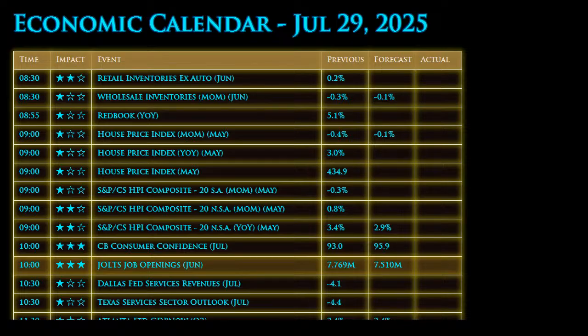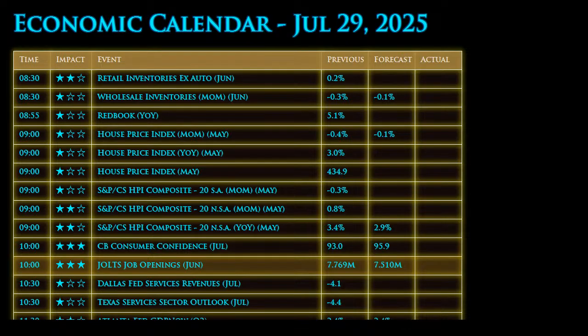The JOLTS, Job Openings and Labor Turnover Survey, Job Openings Report provides valuable insights into labor demand in the economy at the end of the reported month. This report is closely monitored by policymakers as a key indicator of economic health and potential wage pressures.